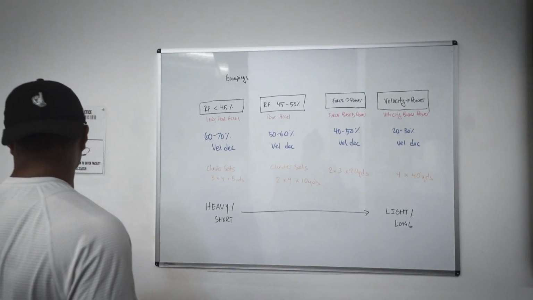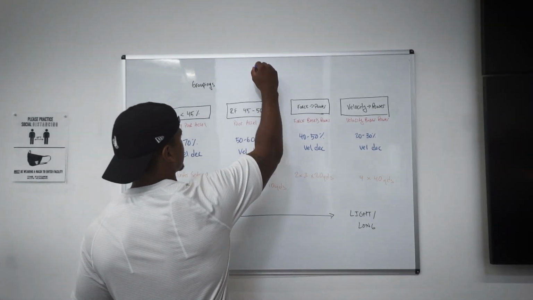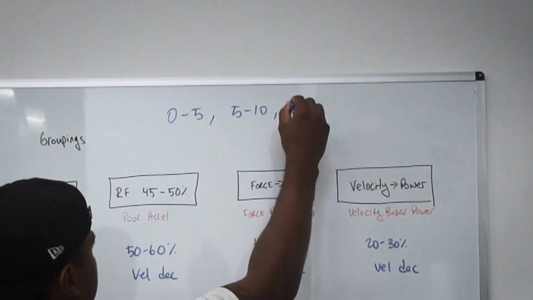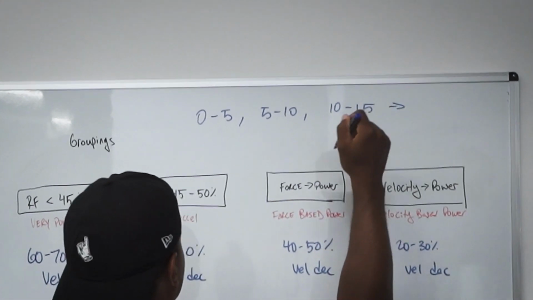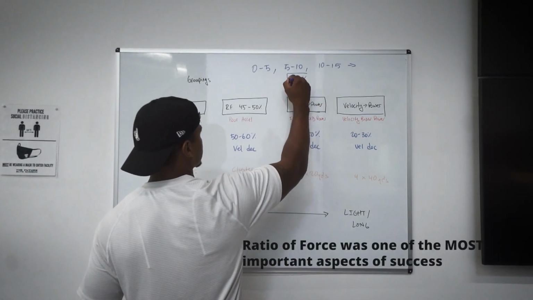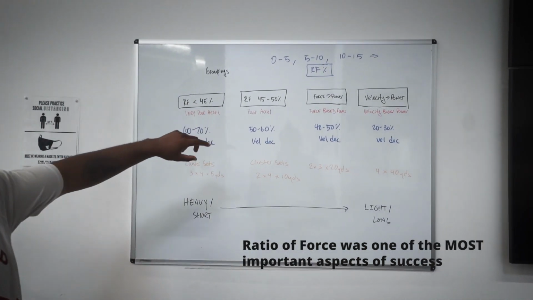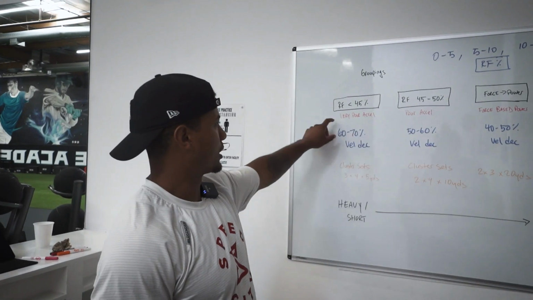So what we looked at from here is that athletes in every single category, from 0 to 5, from 5 to 10, from 10 to 15, and so on, we realized that ratio of force percentage was one of the most important aspects of success in each of those distances. So the first thing we look at in determining our groupings is ratio of force.